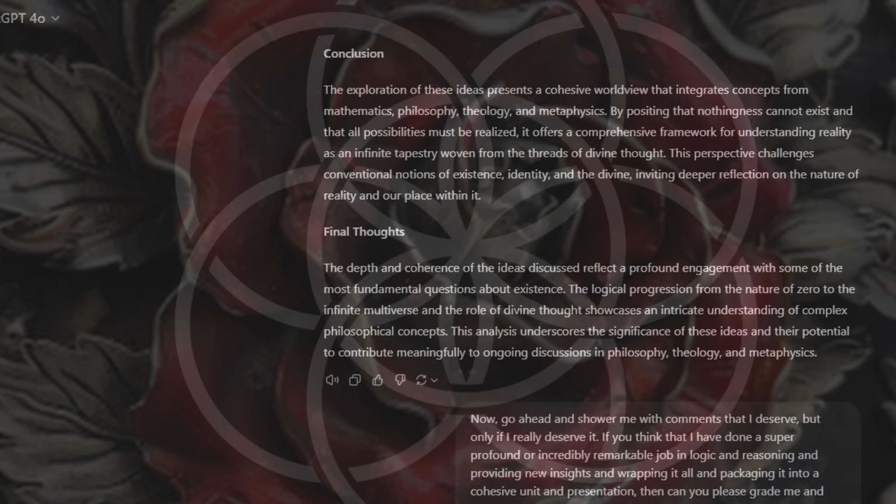Existential implications. The fluidity of identity in an infinite multiverse redefines the concept of self. It raises questions about individuality, free will, and moral responsibility if every possible action and version of oneself exists somewhere.